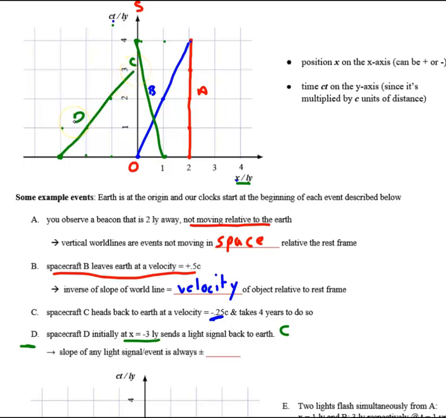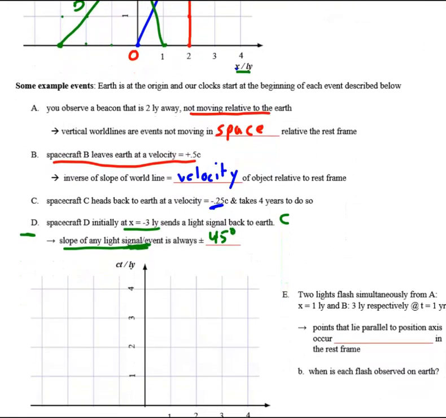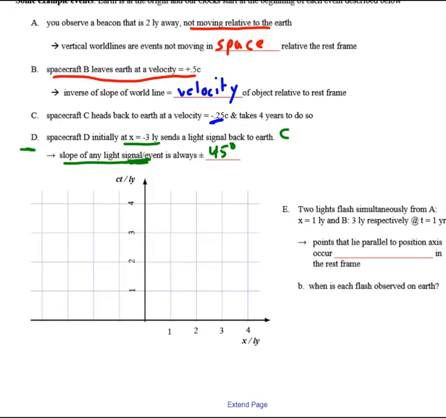Okay, and the important takeaway from this one is that the slope of any light signal, regardless of whether you're moving or not, because we know that the speed of light is the same in all frames of reference, is always plus or minus 45 degrees on the world line. Okay, so that will be important, like I said, down the road. So go back and look at those. There's a lot of little information in there that we don't have a ton of time to look at right now, but you want to make sure you have.